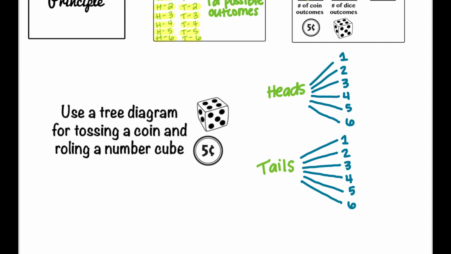And if you were to list it out this way, you would say heads and a 1 is one outcome. Heads and a 2 is an outcome. Heads and a 3 is an outcome. Heads and 4. And you would just keep on listing them out. So there's a total of 6 outcomes here. And then if you did the same thing with the tails, tails and a 1 is an outcome, tails and 2, tails and a 3, tails and 4, and so on. Again, if you count them up, that's a total of 6 outcomes. So you would add 6 plus 6 is 12.